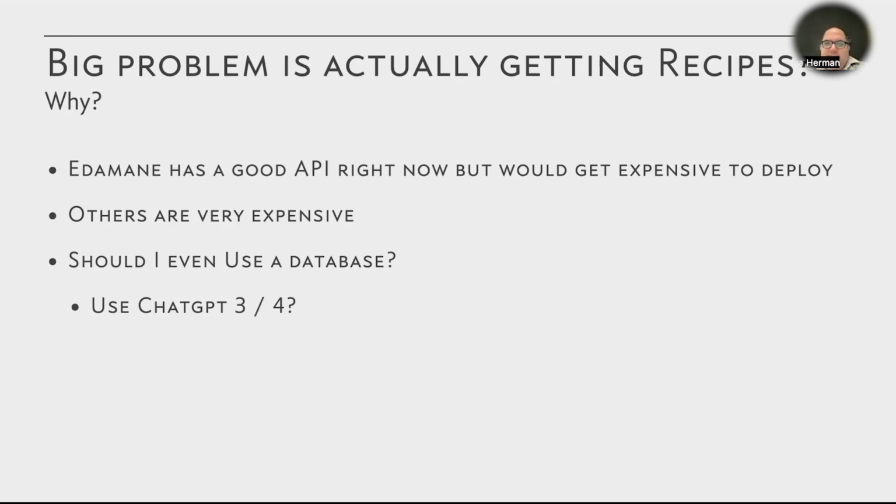And should I even use a database? Should I use ChatGPT 3 or 4? They would have a similar API call. I just would have to do a prompt. I do some little prompt engineering where I would say, please return a recipe given the following, and then you submit the prompt to the ChatGPT API.